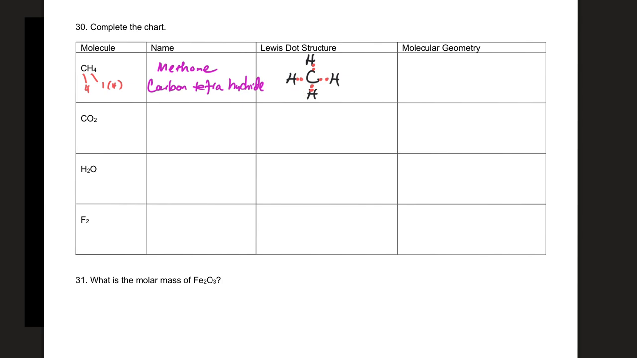The molecular geometry, because we've got 1, 2, 3, 4 of these atoms bonded to a central atom, is going to be tetrahedral.